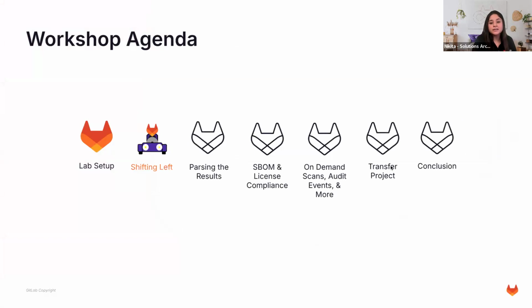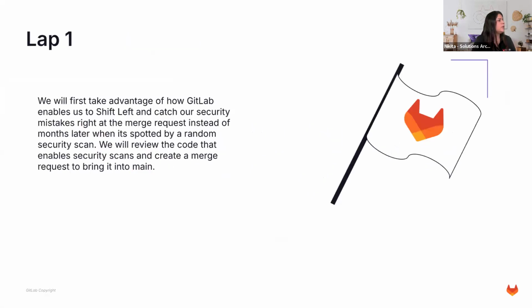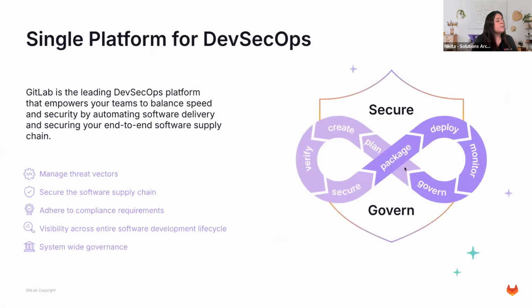Instead of months later when it's spotted by a random security scan. We don't want to do that. And we will review the code that enables the security scans and create a merge request to bring it into the main, right? So now let's talk a little bit about GitLab.